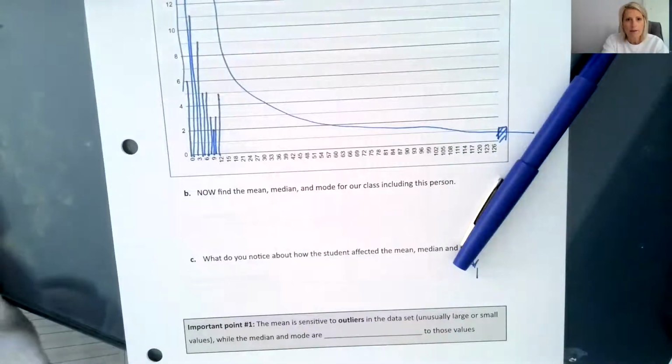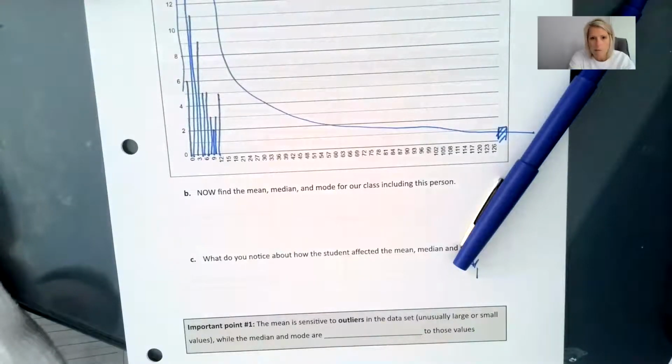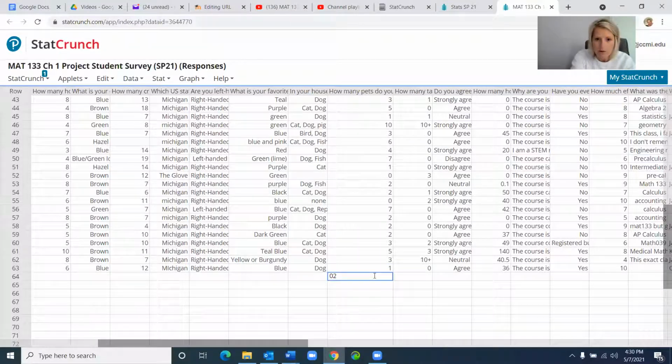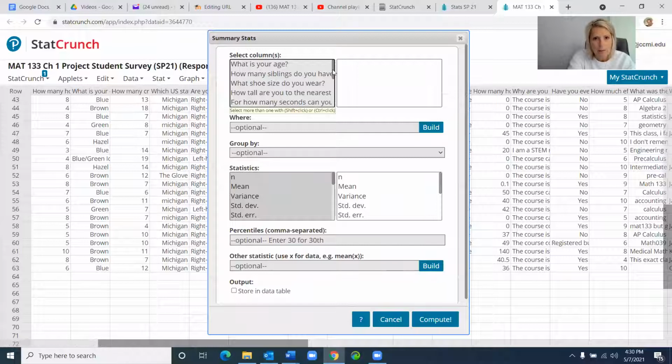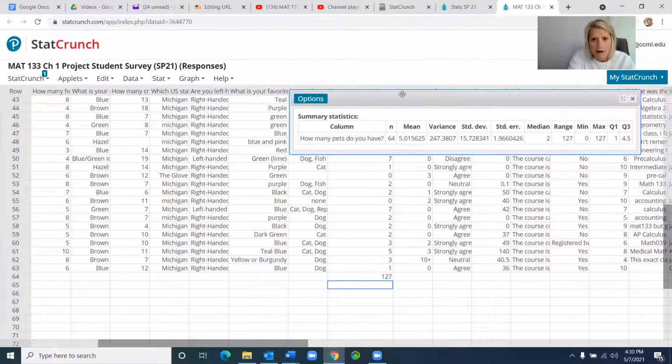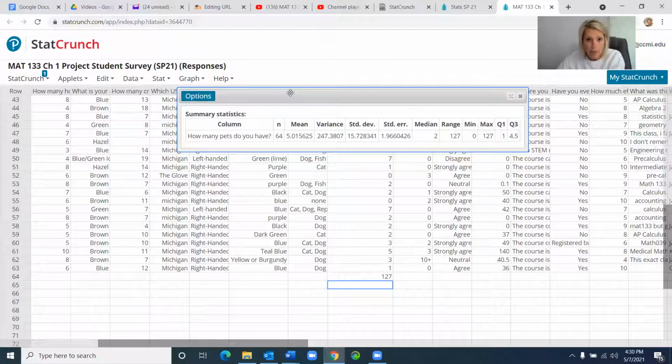Let's go to our data set here, and just for a minute, we'll add that student in and see what it does. We're just going to add this in. 127 pets right there. Okay. I'm going to go to stat and calculators and columns again. I'm going to choose how many pets do you have and compute. And you can see that our mean, the X bar, went up to 5.016, and the median stayed right at 2.